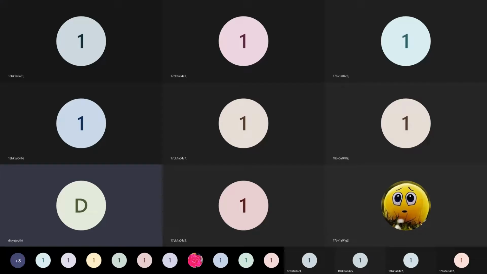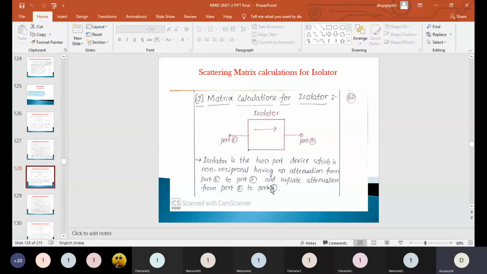Isolator. We have this isolator component even in a microwave test bench as well. This isolator is used to avoid the reflected wave. In order to avoid the reflected wave, it allows the propagation of wave from port 1 to port 2 only. It does not allow the propagation of wave from 2 to 1.